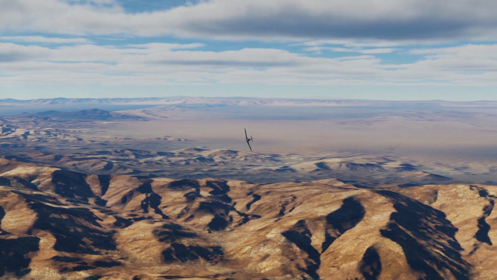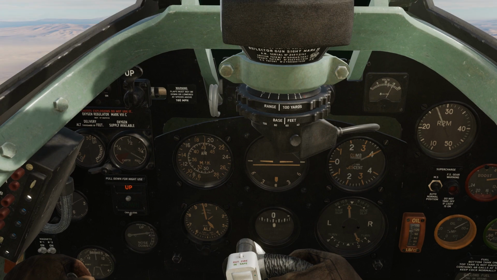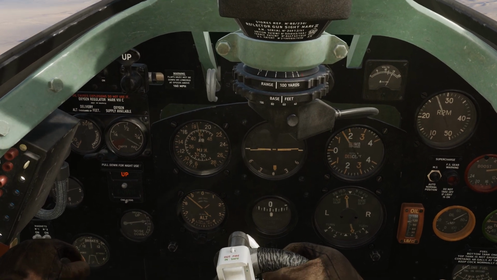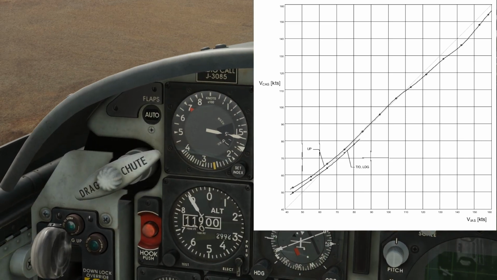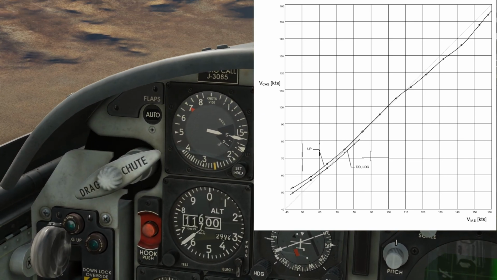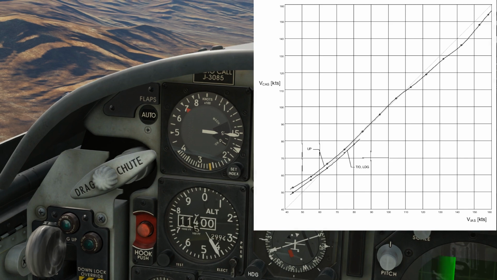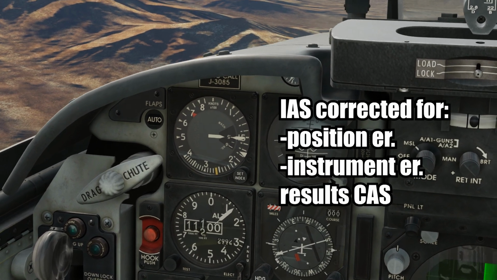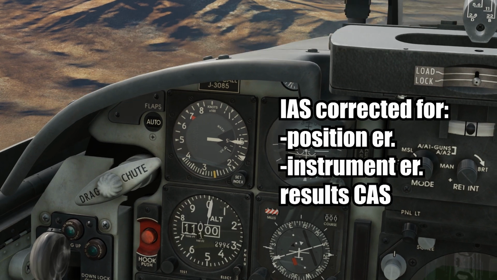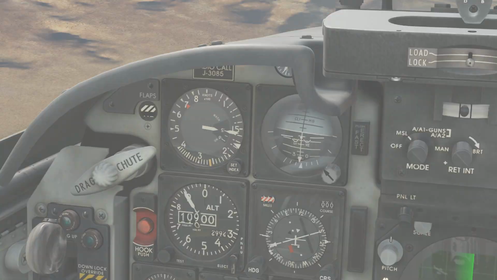For those reasons, testing is required to determine how accurate the indicator really is. At the end, a graph will be produced to show what your indicated airspeed should be in relation to what is actually shown. This is called a calibrated airspeed correction graph. So basically, calibrated airspeed is indicated airspeed, corrected for position and instrument errors.